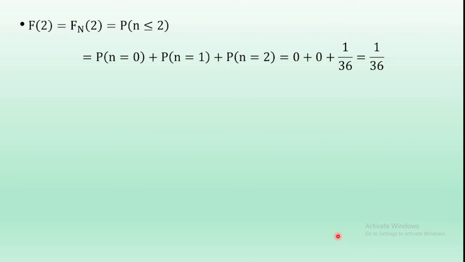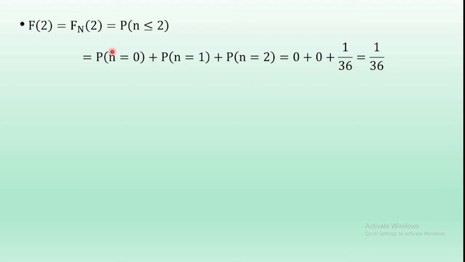Next, substitute n is equal to 2. F_N of 2 is equal to the probability of N less than or equal to 2. Now here, n values start from 0. So N less than or equal to 2 means the probability of N equal to 0 plus the probability of N equal to 1 plus the probability of N equal to 2. N equal to 0 has probability 0, N equal to 1 has probability 0, and N equal to 2 has probability 1 by 36.